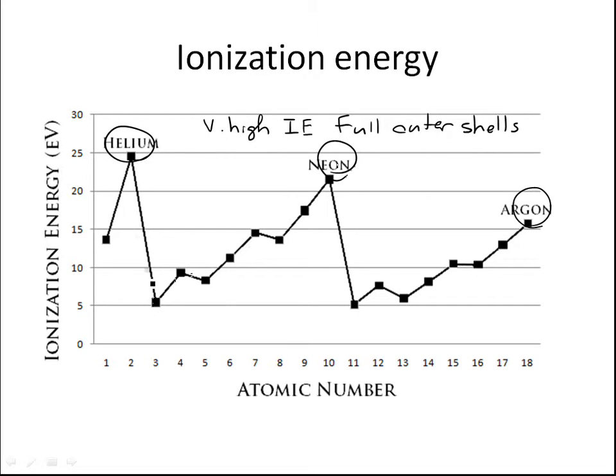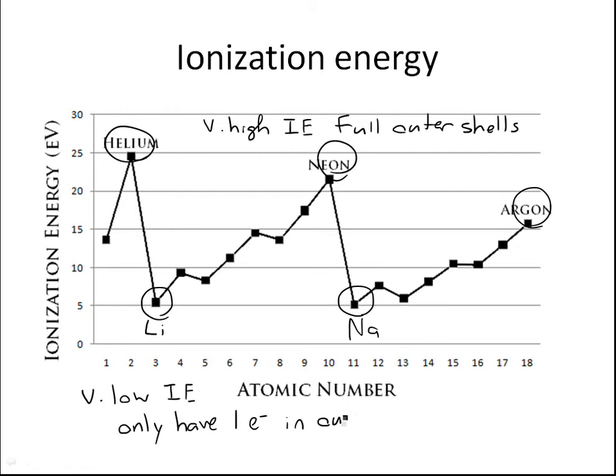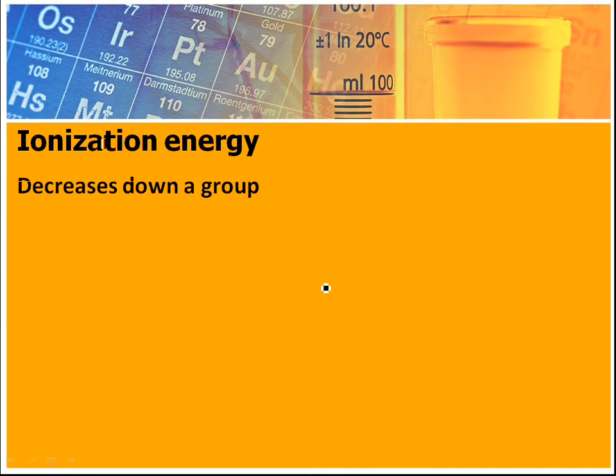Now at the bottom here we have the group 1 metals. So this one is lithium, and here we have sodium, which is Na. They have very low ionization energies, because they only have 1 electron in the outer shell. And that electron is quite far from the nucleus, and it's also shielded by the inner electron, so that's quite easy to remove. Okay, so let's have a look at the general trends.